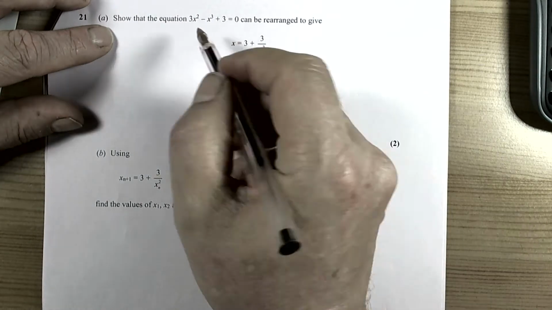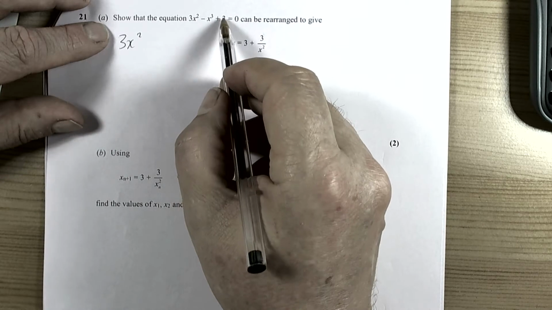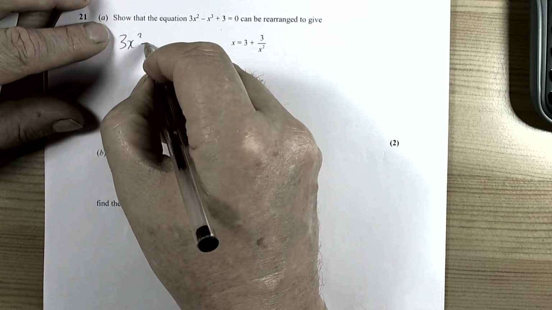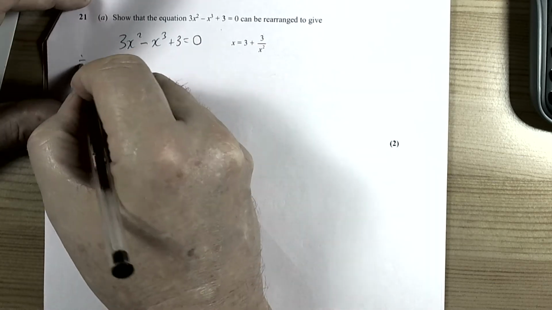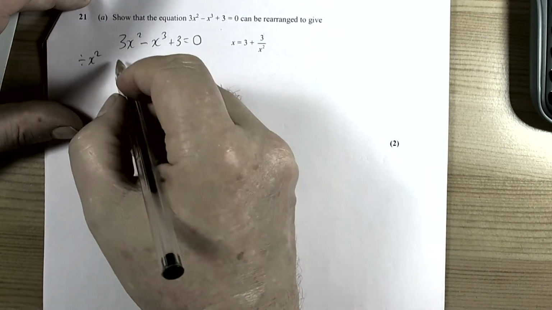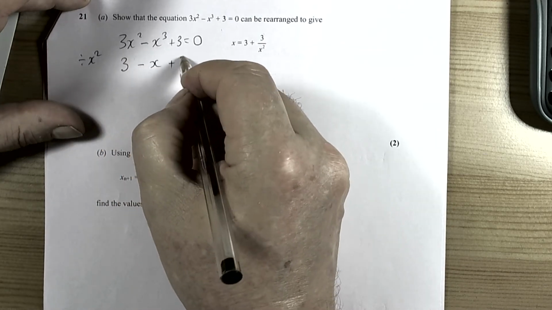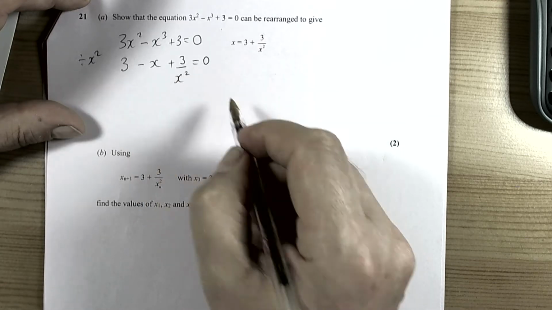squared. So if we divide all of this by x squared first, because we wanted 3 over x squared, then 3 divided by x squared would come from there. So 3x squared take away x cubed plus 3 equals 0. So step 1, divide by x squared. So that gives me 3 take away x plus 3 over x squared equals 0.